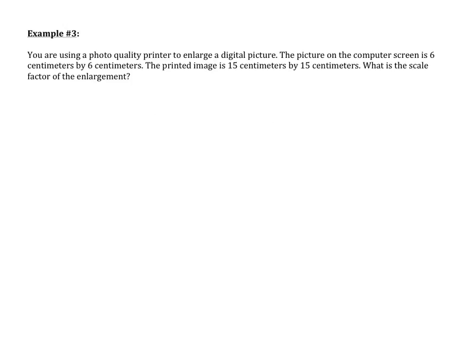Example number 3. You are using a photo quality printer to enlarge a digital picture. The picture on the computer screen is 6 centimeters by 6 centimeters. The printed image is 15 centimeters by 15 centimeters. What is the scale factor of the enlargement?